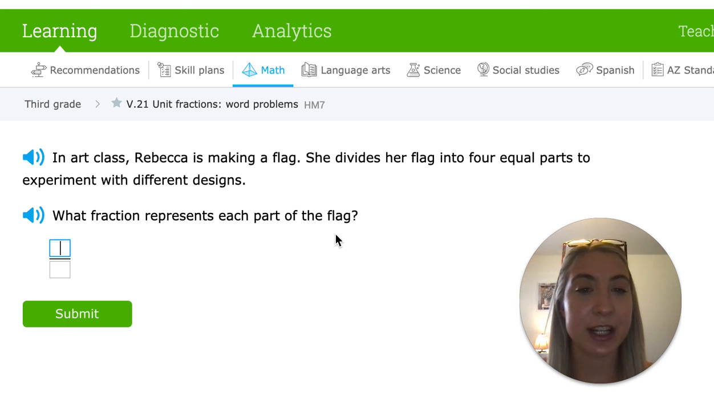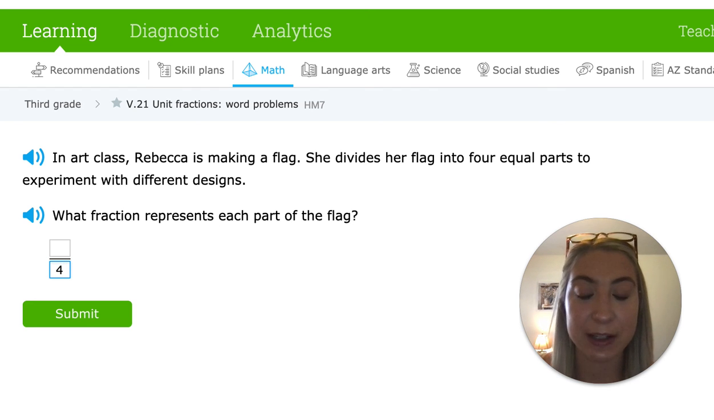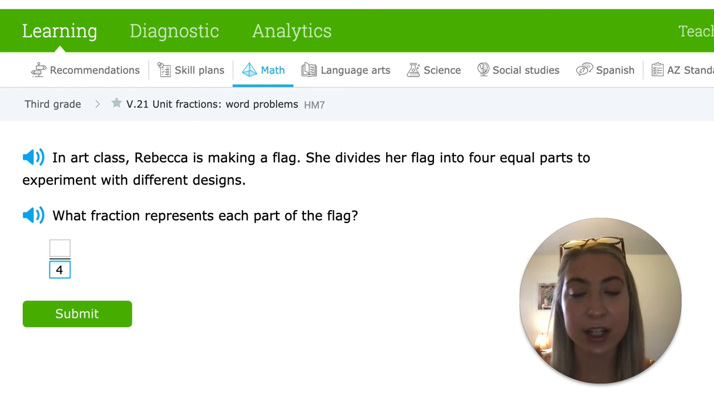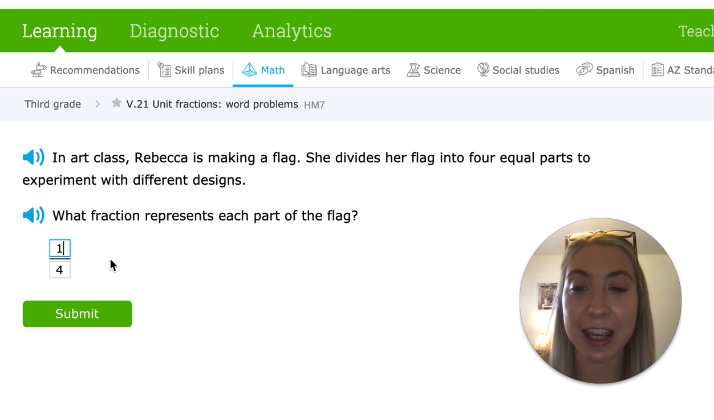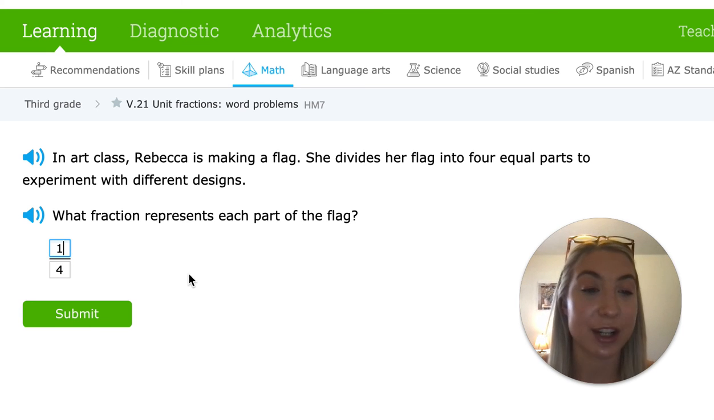Our denominator is taking the whole. How many equal parts is it divided into? Well, right here, it's divided into 4 equal parts. So we know our one flag is divided into 4 equal parts. Now, what fraction represents each part of the flag? So if we wanted to talk about this section, what one section, it would just be 1. So it's showing that each section of the flag represents 1/4. It's one part out of 4 equal parts.